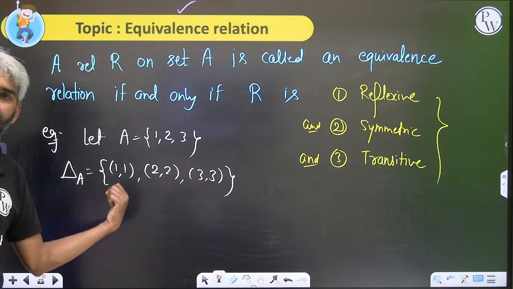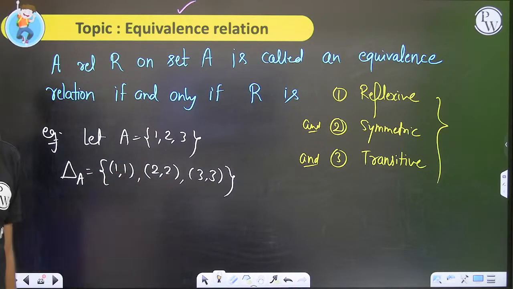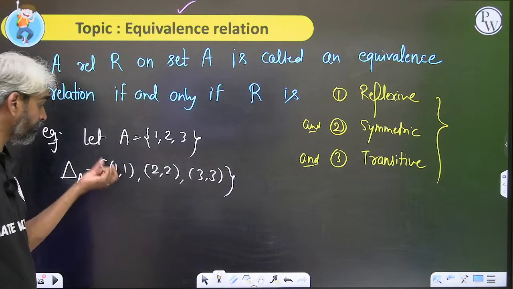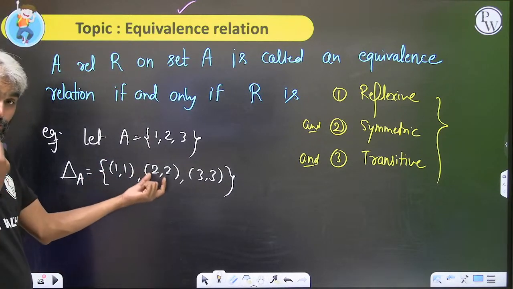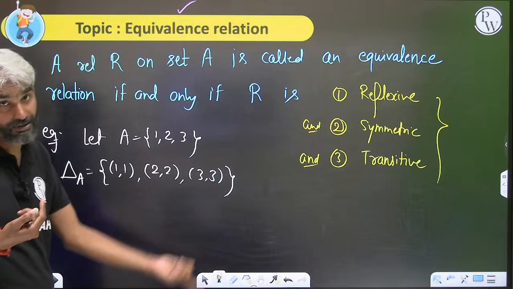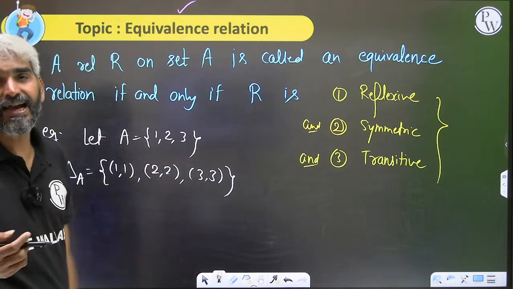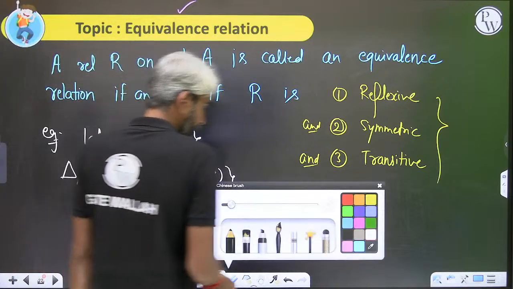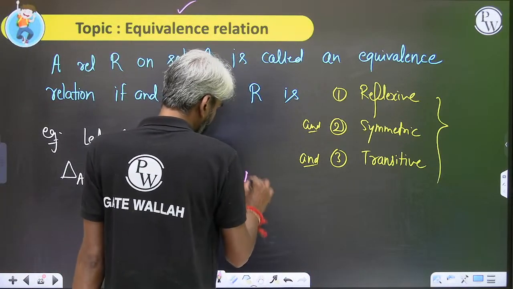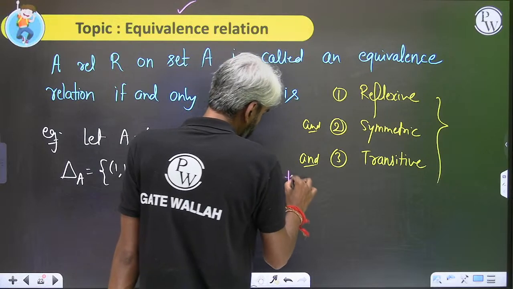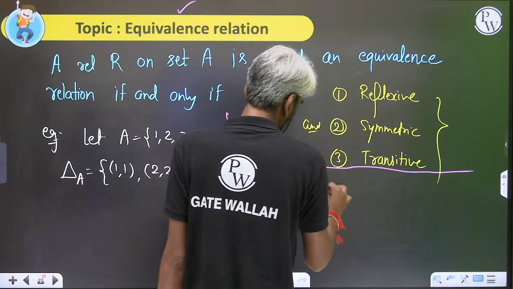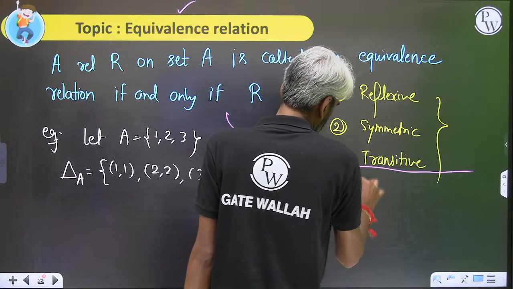(1,1) is present, the symmetric pair (1,1) is present. (2,2) is present, the symmetric pair (2,2) is present. (3,3) is present, the symmetric pair (3,3) is also present. So it is symmetric also. Is it also transitive? (1,1) and (1,1) will take you to (1,1). (2,2) and (2,2) will take you to (2,2). (3,3) and (3,3) will take you to (3,3) also. So this delta A is the smallest equivalence relation on set A.